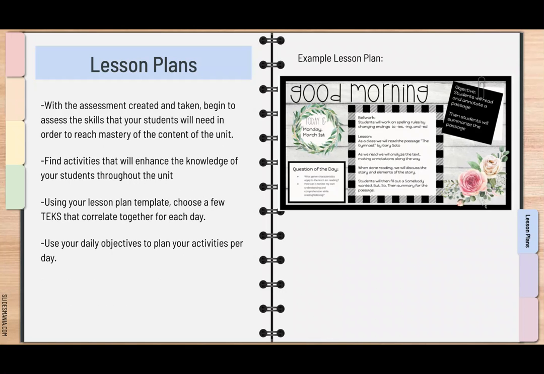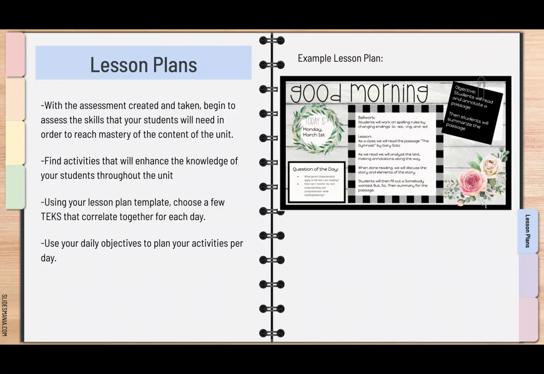In planning your lessons, you will begin to assess the skills that your students will need in order to reach mastery of the content of the unit. You're going to find activities that will enhance the knowledge of your students throughout the unit. Using your lesson plan template, choose a few TEKs that correlate together for each day, and you will use your daily objectives to plan your activities per day.